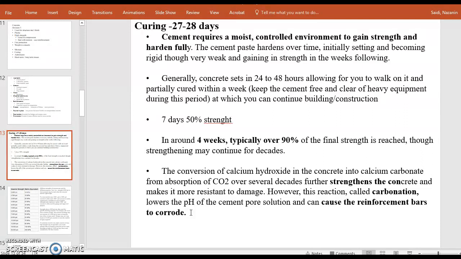After 7 days, it gains about 50% of its strength, and it can actually gain some ability to take more load. But it's really after 4 weeks, at 4 weeks typically gains about 90% of its strength, that you can actually apply the load. It's very important to understand the conversion of calcium hydroxide in the concrete into calcium carbonate from absorption of CO2 over several decades, which then gives it the strength of concrete.